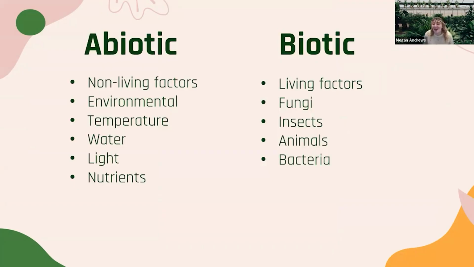So we're going to go through abiotic and biotic first. This is really important to know when you're looking at a problem in your plants. This entire presentation is about finding out what the issues are in your plants. So firstly, we have abiotic. These are our non-living factors. So environment, temperature, water, light, nutrients, that type of thing. And then we have biotic, which is our living factors. So fungi, insects, animals, bacteria, that type of stuff.